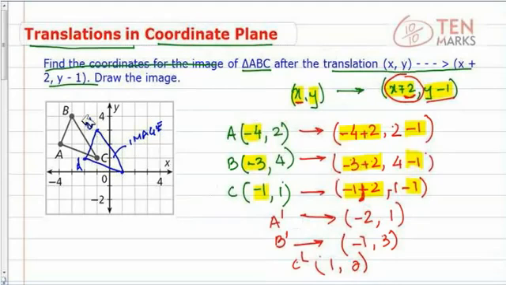Notice it's a translation. B went to B prime, A went to A prime, C went to C prime. If I was to draw lines connecting B and B prime, A and A prime, and C and C prime, all are heading in the same direction at the same length.